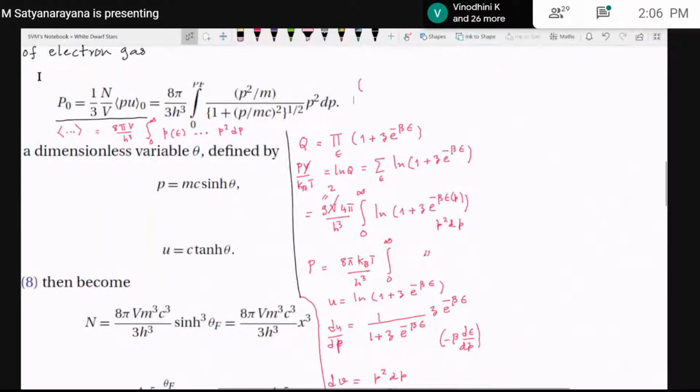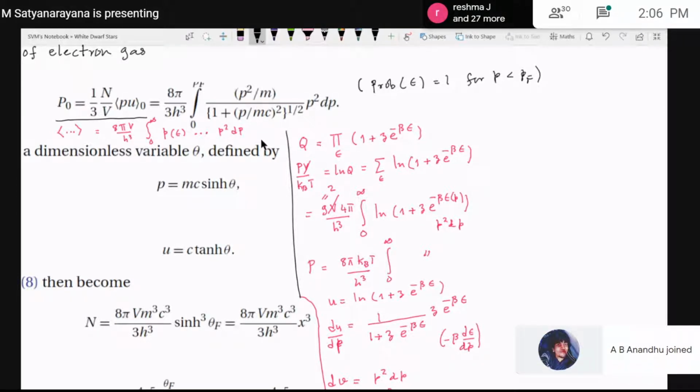Okay, so that means we are now trying to write it as a zero temperature thing. That means here we have taken your probability of epsilon is equal to 1 for p less than pf, and 0 if it is p greater than pf. So that is why I'm going to integrate this from 0 to pf.